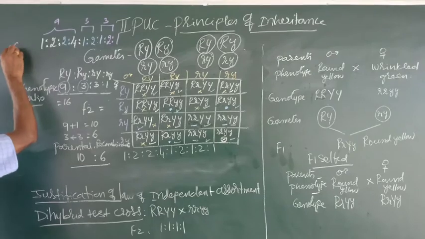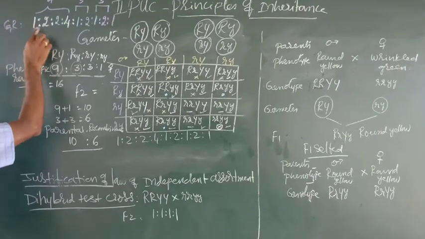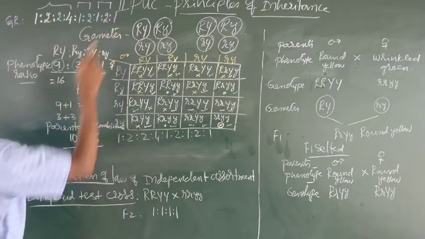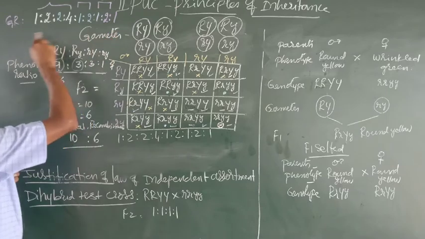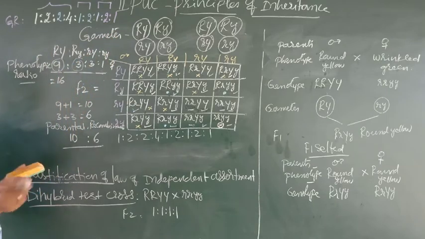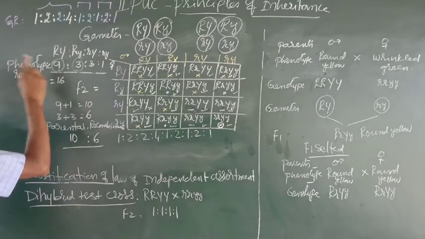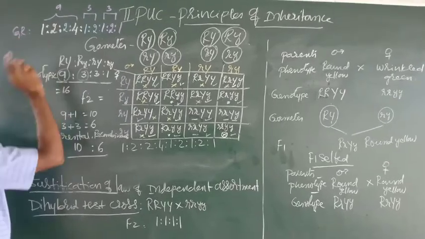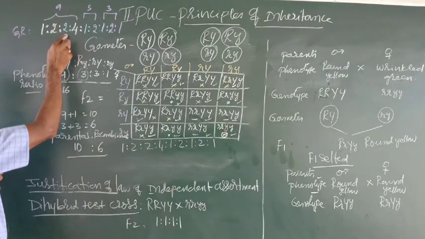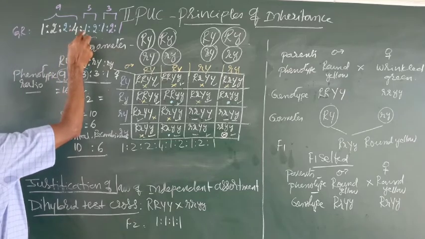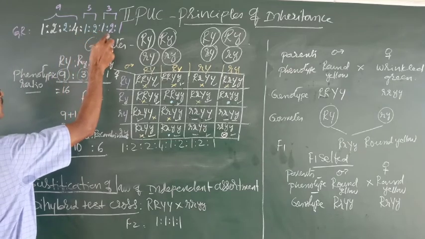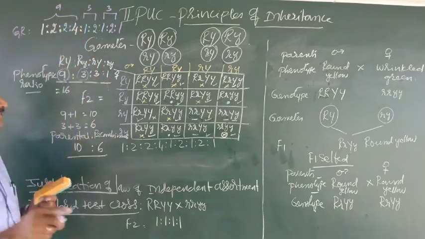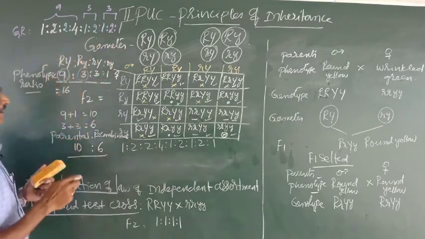So the genotypic ratio is 1:2:2:4:1:2:1:2:1. If you go on reading continuously like this, it is not possible to remember it. So in order to memorize it, you have to read out the genotypic ratio like this: 1:2:2:4. Next 1:2. Next 1:2:1. Like this, 9:3:3:1. With reference to that one, we have to remember it.